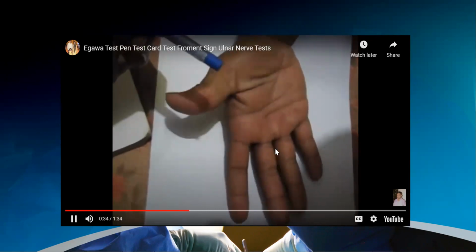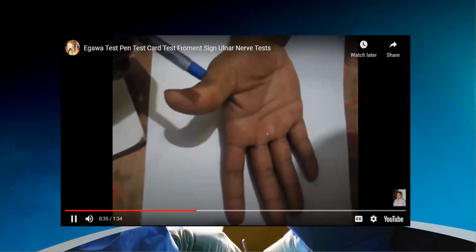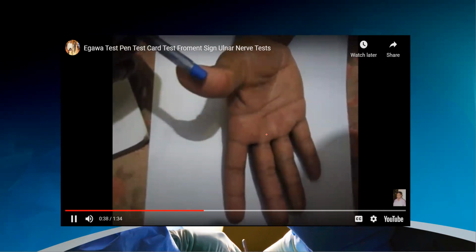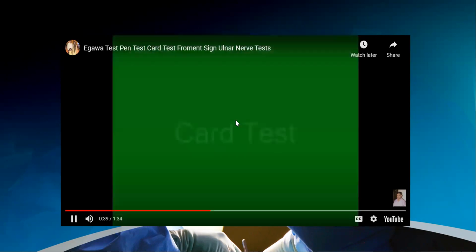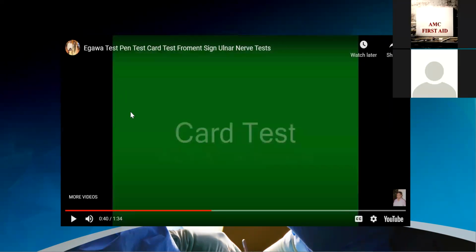Touch. This is the pen test. Okay, so that's your pen test.